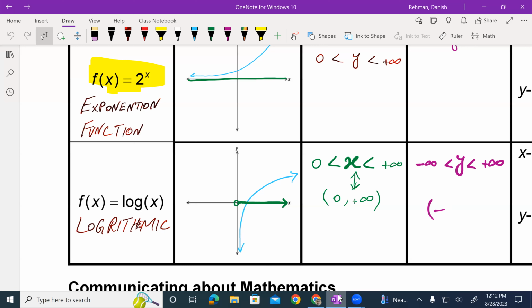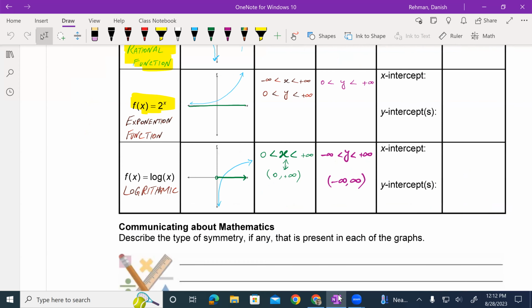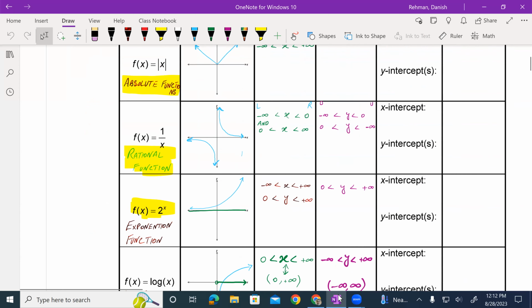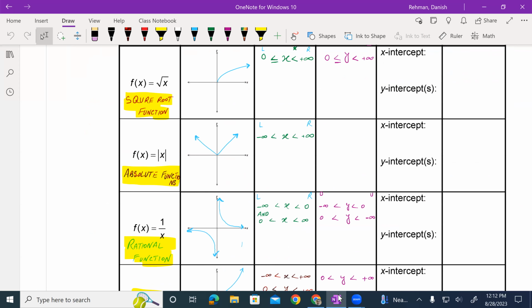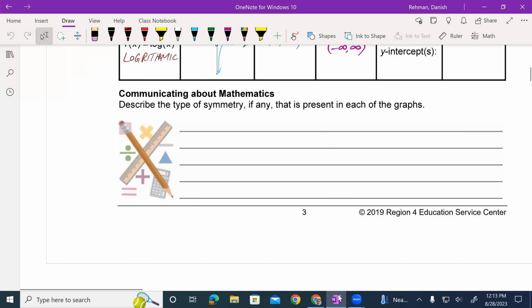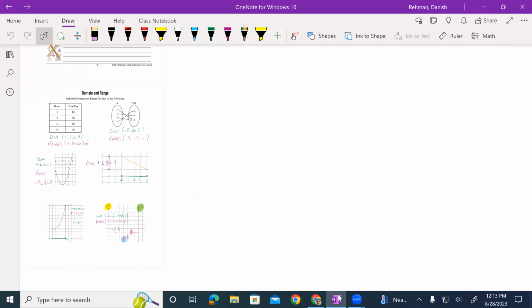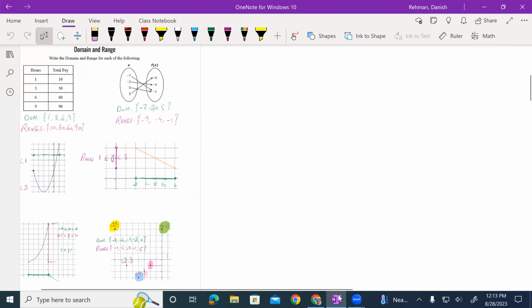Again, whenever we have an infinity, we will just be using the parentheses. We will not be using the square brackets. Make sense? Something that we have done in the past. Now, quick revision. So we have logarithmic functions, exponentials, rationals, square root, and absolute value functions. These are the names of the functions.